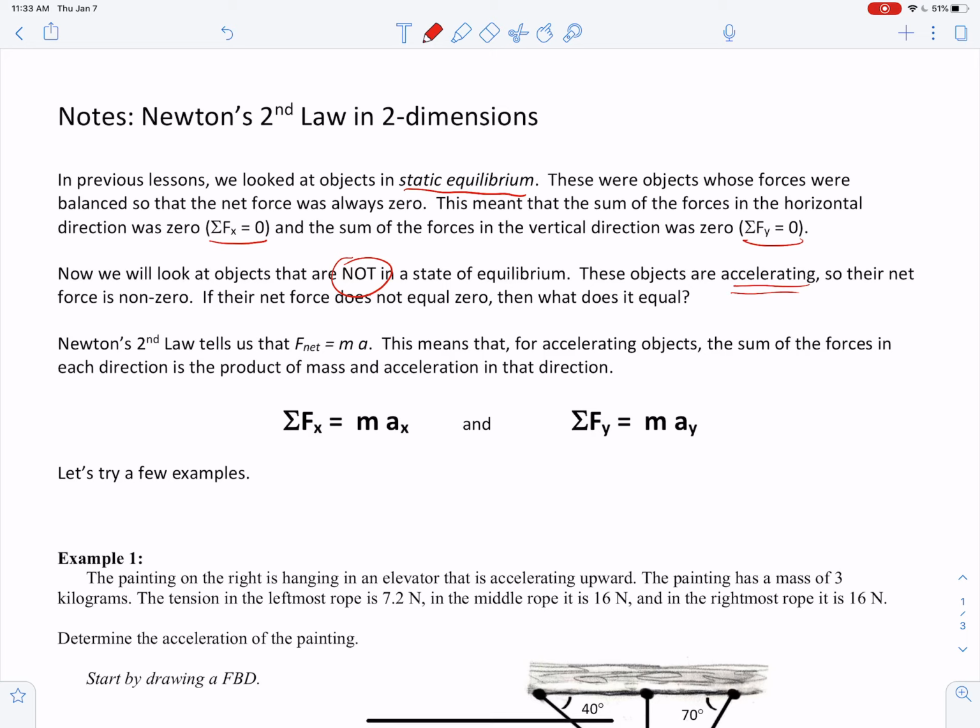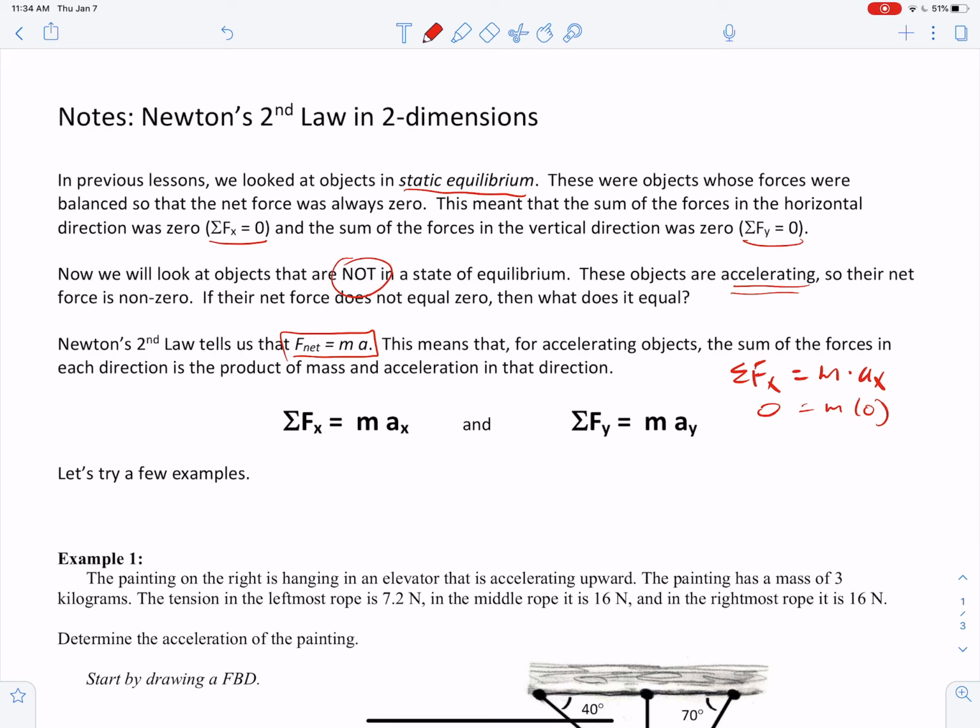If their net force does not equal zero, then what does it equal? Well, Newton's second law tells us that the net force is always equal to mass times acceleration. That's always true. This means that for accelerating objects, the sum of the forces in each direction is the product of the mass and the acceleration in that direction, okay? So previously, we would say that the sum of the forces maybe in the x direction equaled the mass times the acceleration in the x. And since an object was in equilibrium, well, the acceleration in the x direction was zero. So the sum of the forces was equal to zero in the x direction.